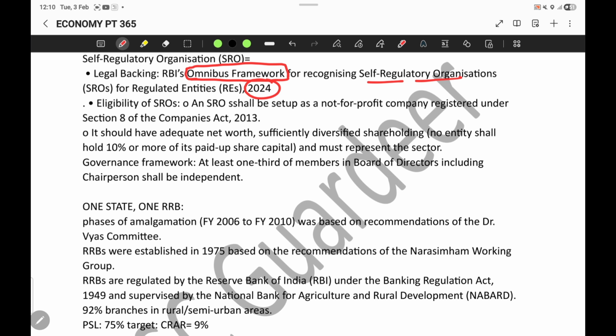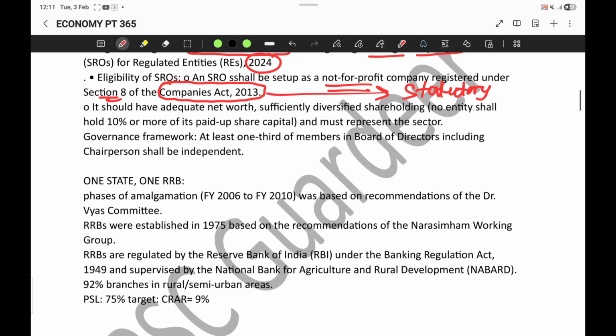Fine. The eligibility of SRO. So what makes the SRO? How is it built? What is the eligibility? It is a non-profit company like an NGO. It's completely like an NGO which is registered under Section 8 of the Companies Act. So if asked whether SROs are statutory bodies, yes, the statement will be correct because they are under the Companies Act. Whichever comes under the act are statutory bodies. It should have an adequate net worth, sufficiently diversified shareholding, and it must represent the sector.